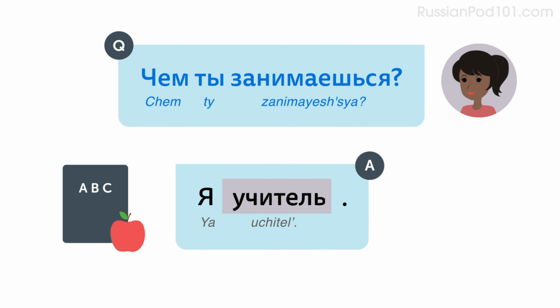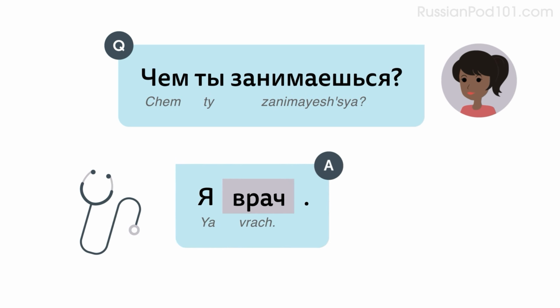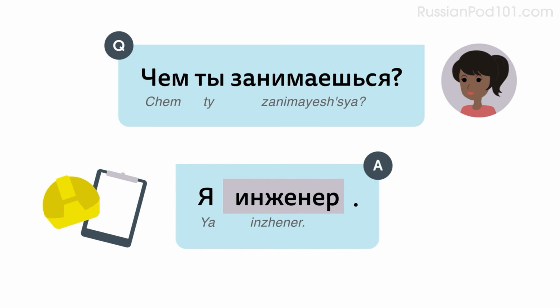Now, listen to some examples. Чем ты занимаешься? Я учитель. Чем ты занимаешься? Я врач. Чем ты занимаешься? Я инженер.